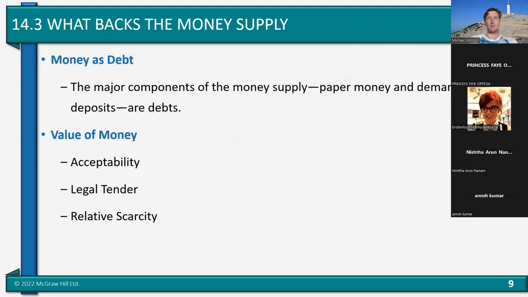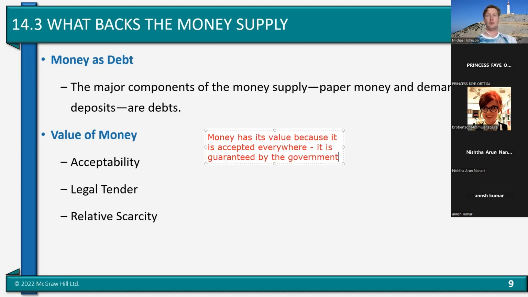Money is debt. The major components of money supply, paper money and demand deposits are debts. Value of money: acceptability, legal tender, and relative scarcity. So money is given value. Money has its value because it is accepted everywhere. It is guaranteed by the government. And it has limited supply. There is massive value in scarcity.